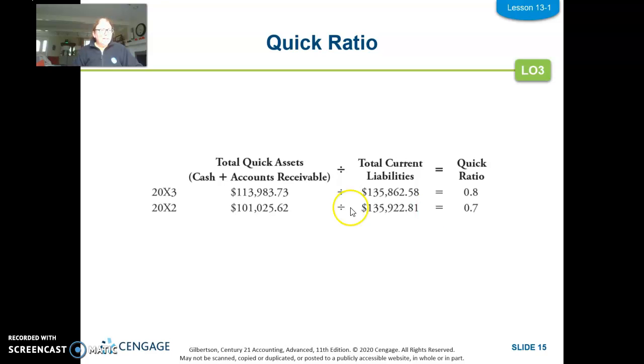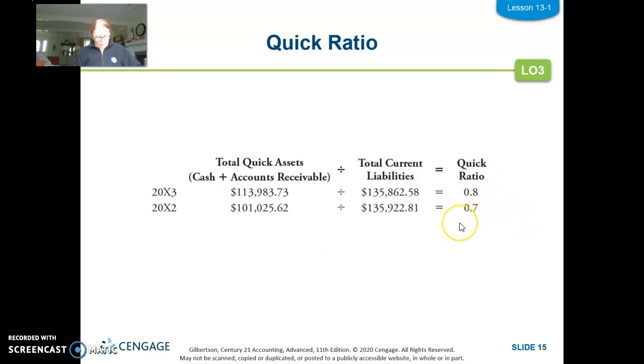My target in this industry, it says, is 0.9 to 1.3. Well, they have not achieved that. They're only at 0.7 and then 0.8. So even though this is an improving trend, they haven't hit the target, which is not a good thing. So what could they do in order to improve this? Two things that I would write.